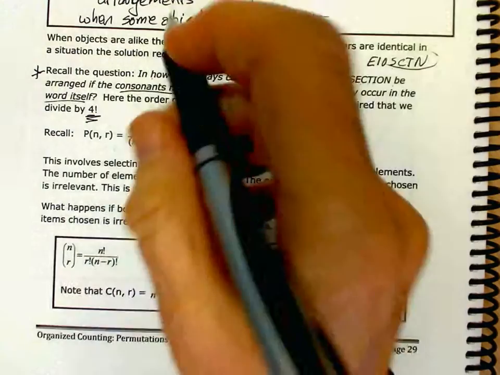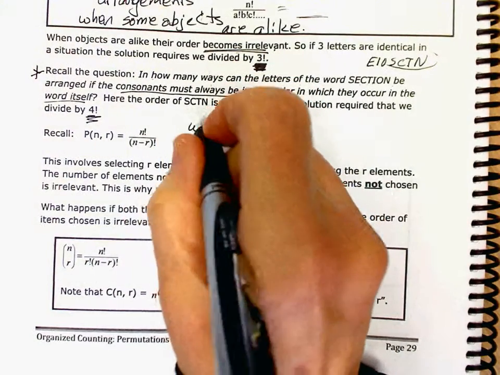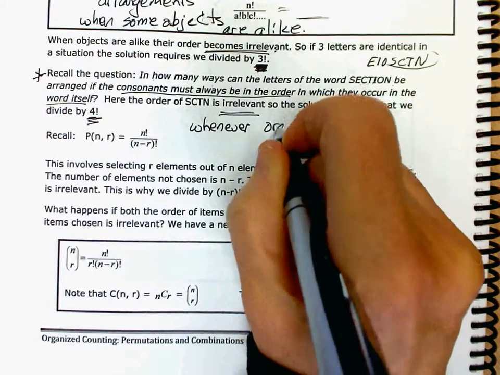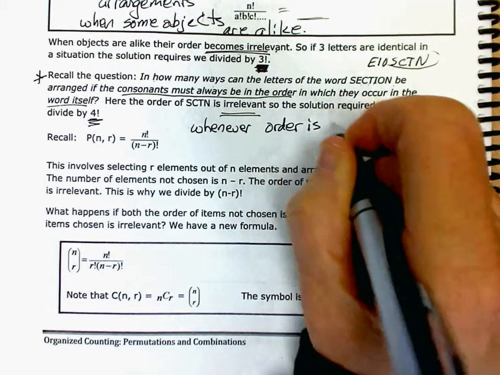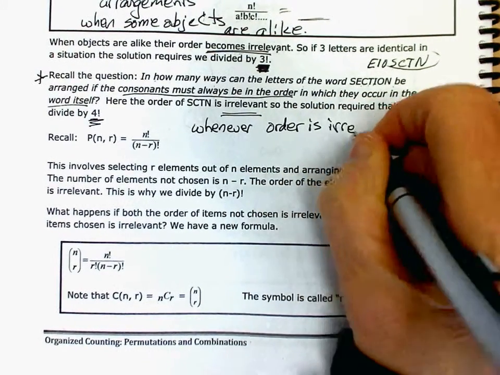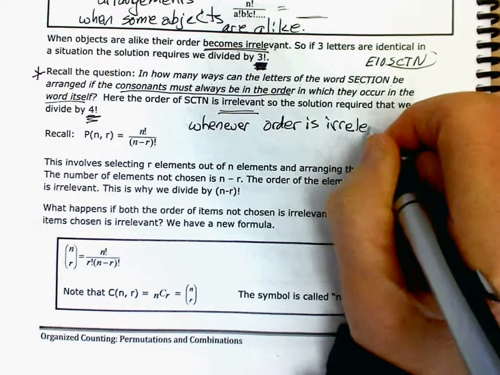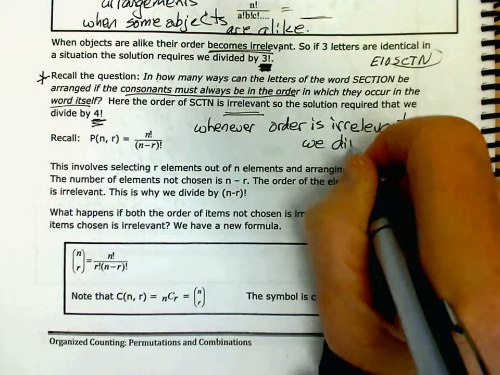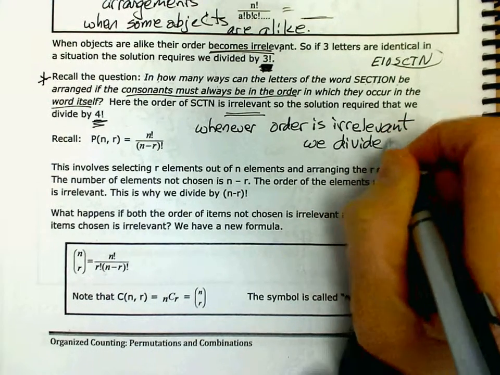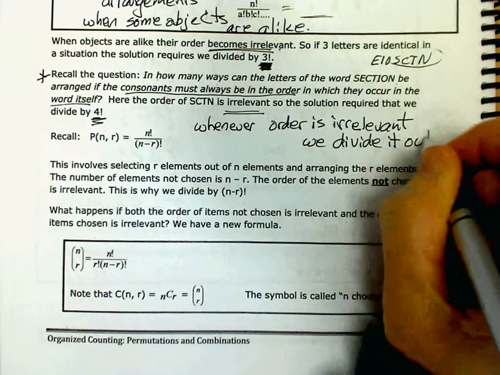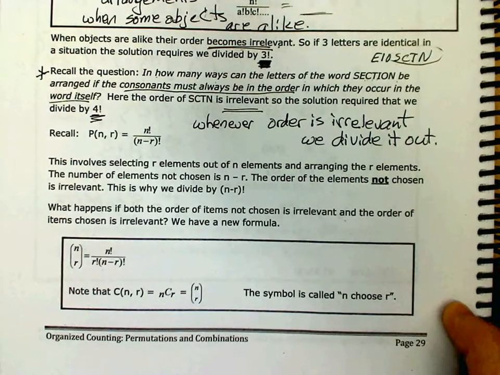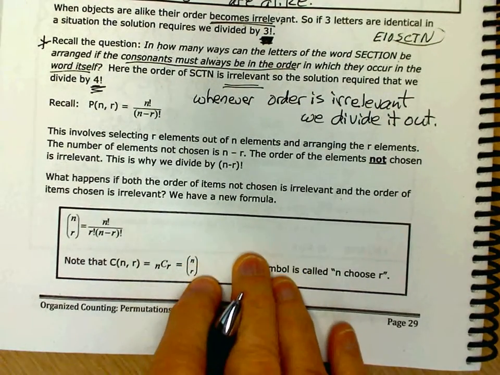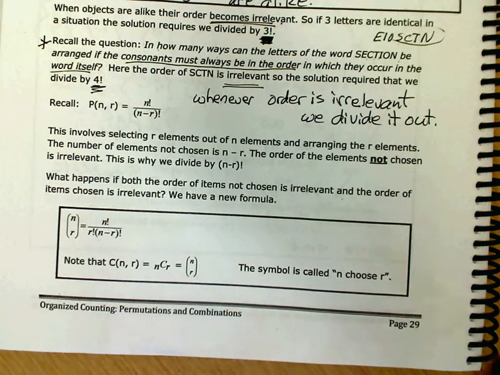Whenever order is irrelevant, we divide it out. Okay? We divide it out so it will reduce the number of possibilities in our answer.